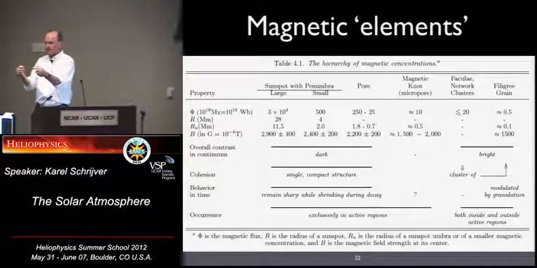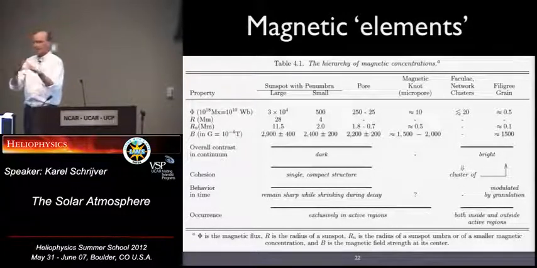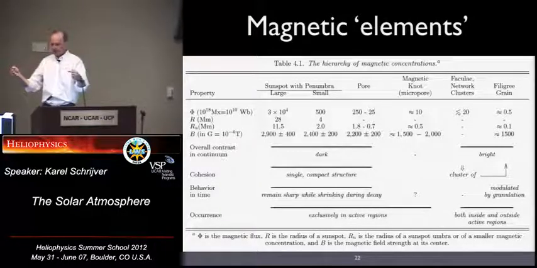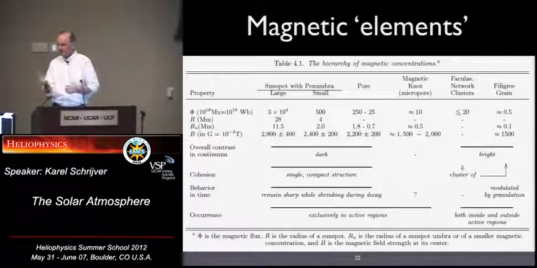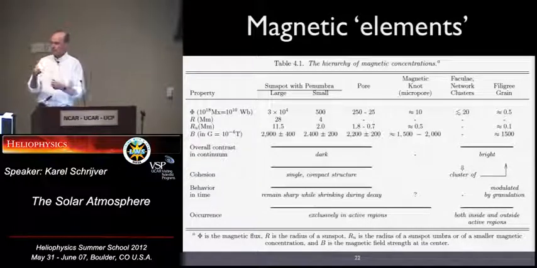But as you go towards smaller and smaller structures, the amount of energy that still leaks in from the sides gets bigger in relative terms compared to what's leaking out from the top. So at some point, the two are going to balance. That's what we call a magnetic knot. This is something that doesn't show up in a white light image at all. It's where the amount of energy coming in from the sides and the amount of energy lacking from the bottom sort of balance.